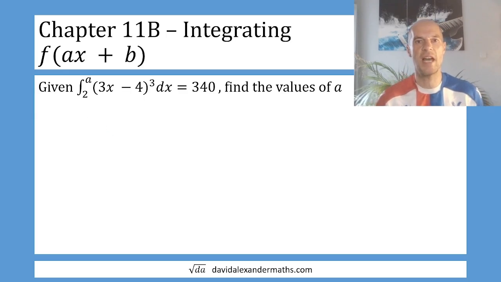Okay, so here's one final example. We want to work out what the values of a are, such that the integral of 3x minus 4 cubed between the limits of a and 2 is 340. So first of all, I'm going to integrate 3x minus 4 cubed. I'm going to use the guess and check method.